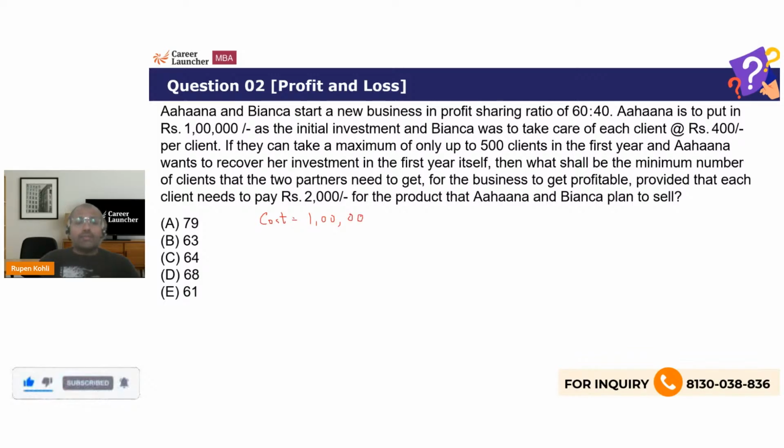On an ongoing basis, for every client you are also incurring a further cost, which Bianca is bearing, of rupees 400. So that's an ongoing cost, right? Per client basis. The 1 lakh is a fixed upfront cost. The total cost is this 1 lakh plus 400 into the number of customers, let's say n.